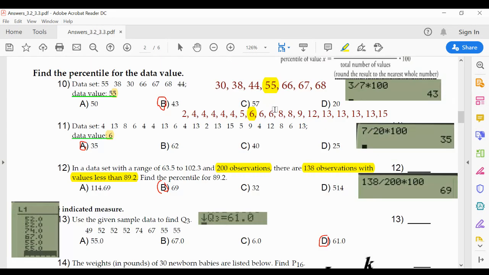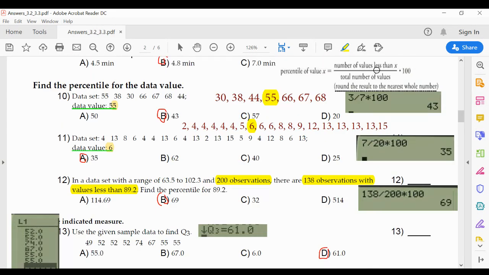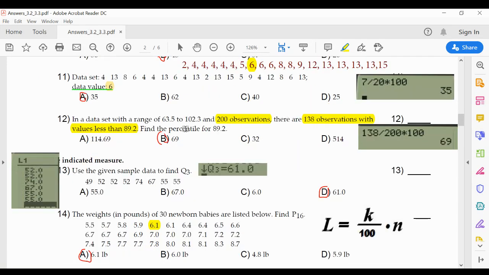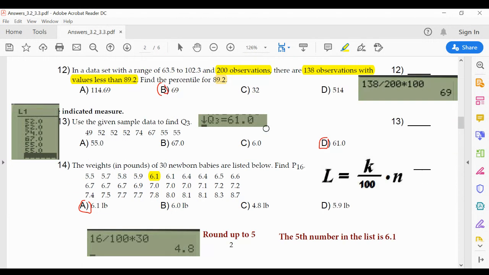Now, the formula says it's the number of values less than your target number divided by how many numbers you have. Well, here, he says the number 89.2, what percentile does that fall in? Well, it tells you there are 138 numbers smaller than 89.2. Didn't have to count, he told us. How many numbers all told? There were 200. 138 over 200 times 100, as the formula says, is 69.